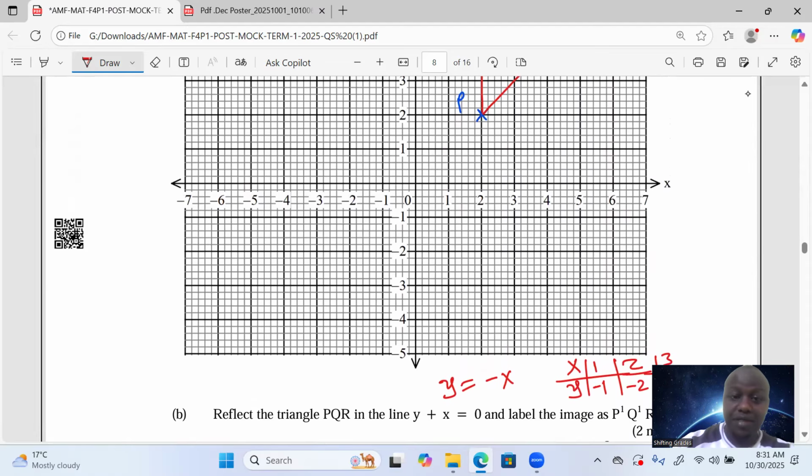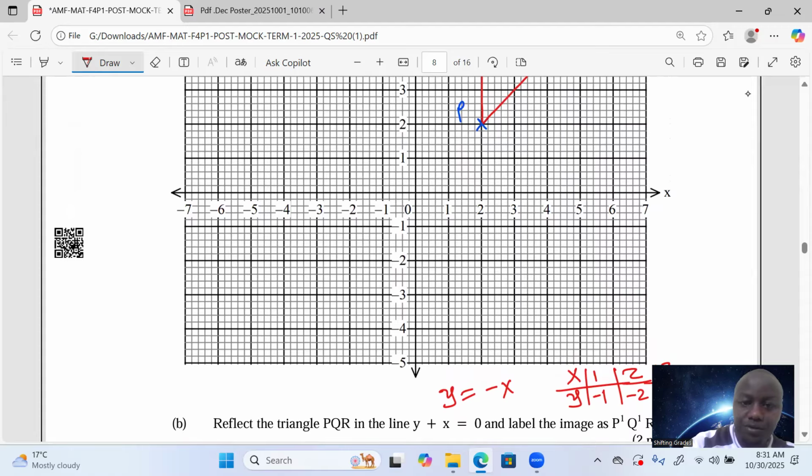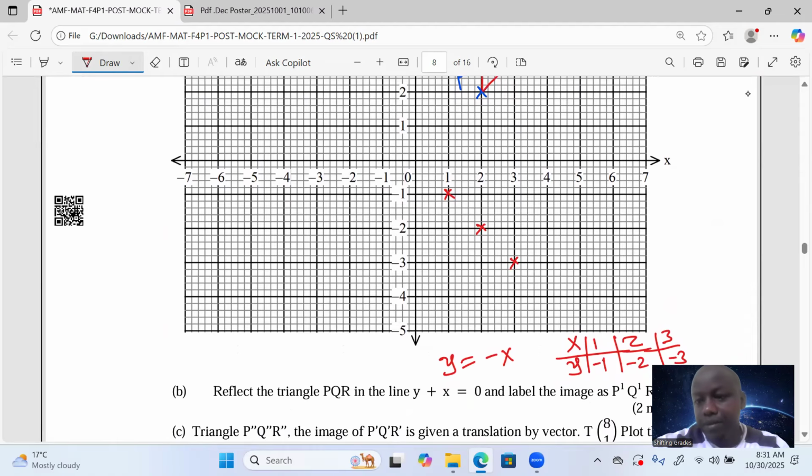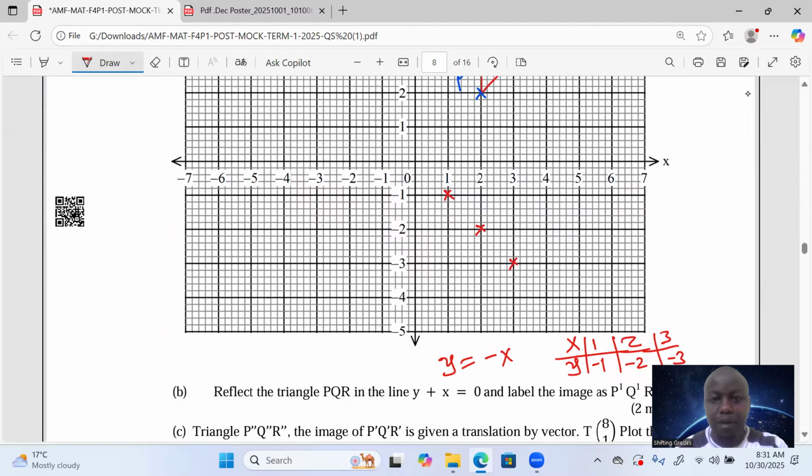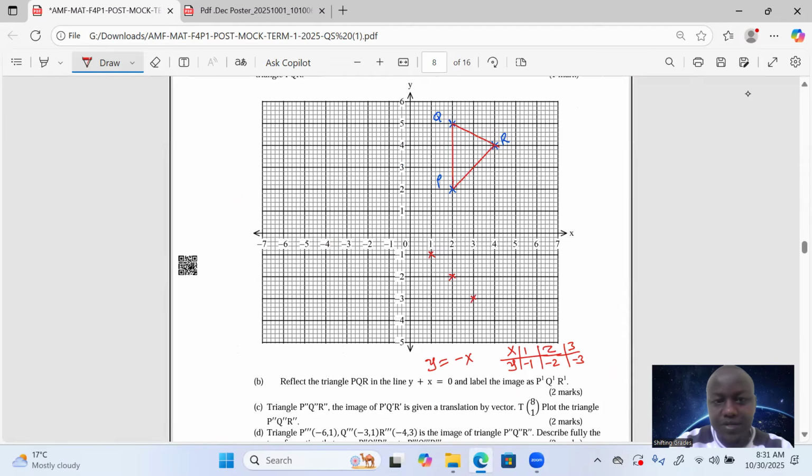So we can come up with it. 1, negative 1. Let me show you the coordinates. 1, negative 1. 2, negative 2. 3, negative 3, like that. So that's how the mirror line behaves, and we can plot it. Let me zoom so that you may see everything. So now I produce that line very well.